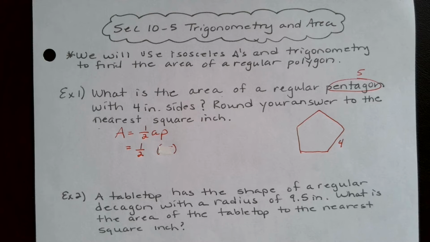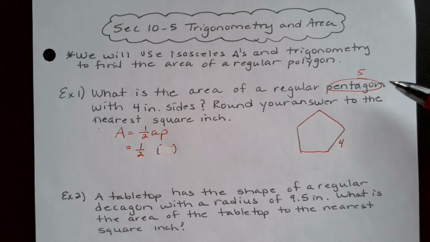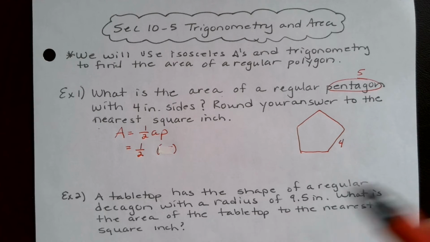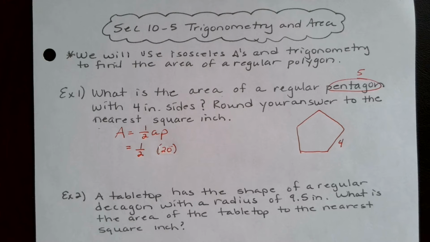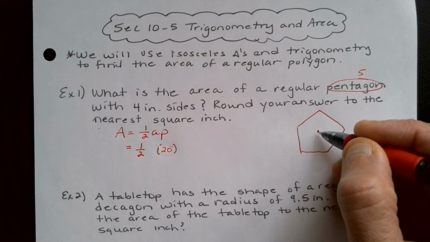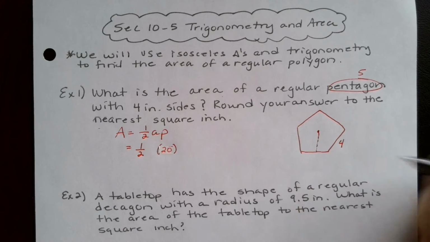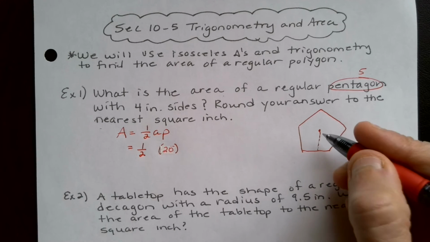Now we're plugging in the perimeter. The perimeter would be the 5 sides times the 4, which is 20. Before, I wrote 25, which is not very good math, is it? But now here comes the problem. We need the apothem. And remember, the apothem is from the middle, perpendicular to one of the sides.